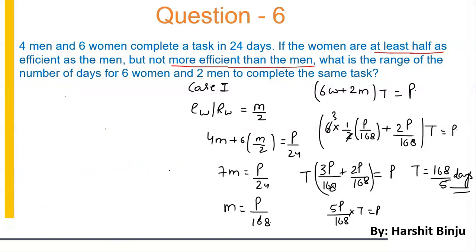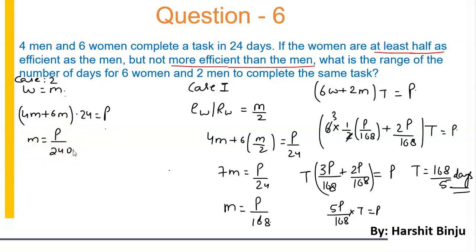Second scenario will be when W is basically equal to M, that is, the efficiency of men is that of women. This is case 2. So I can say that 4m plus 6m into 24 is equal to p, or m is equal to p by 240.